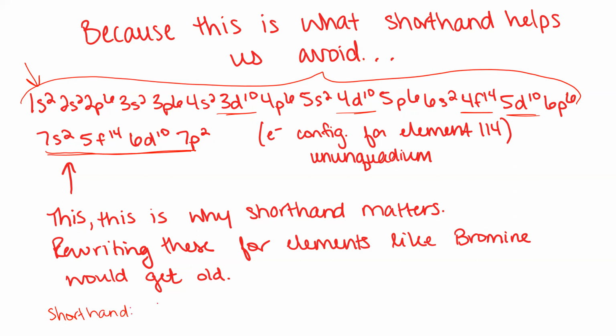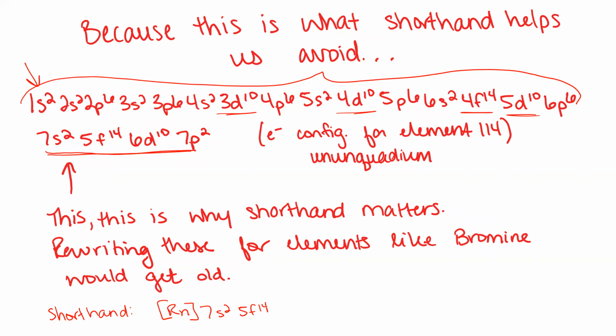So what does shorthand look like? We're going to use brackets. We're going to put radon into those brackets. And then we're going to write what we just wrote, which is 7s2, 5f14. So we dropped those two energy levels because the f orbital happens to be lower in energy than both the d orbitals that are going to come up and the p orbitals of the same energy level as those s orbitals. It's a little bit weird.